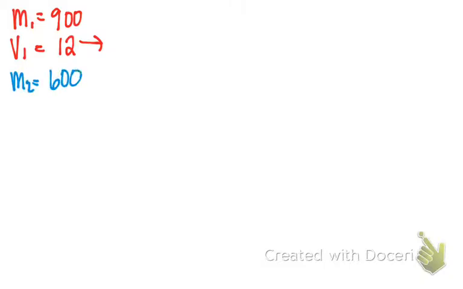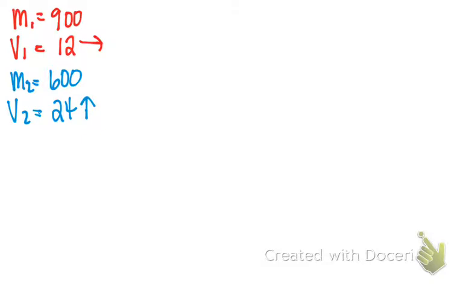Okay, so for this particular problem we've got an object that weighs 900 kilograms and its initial velocity is 12 meters per second to the east. Okay, so it's only a horizontal velocity. We have a second object that weighs 600 kilograms and its initial velocity is 24 meters per second north.